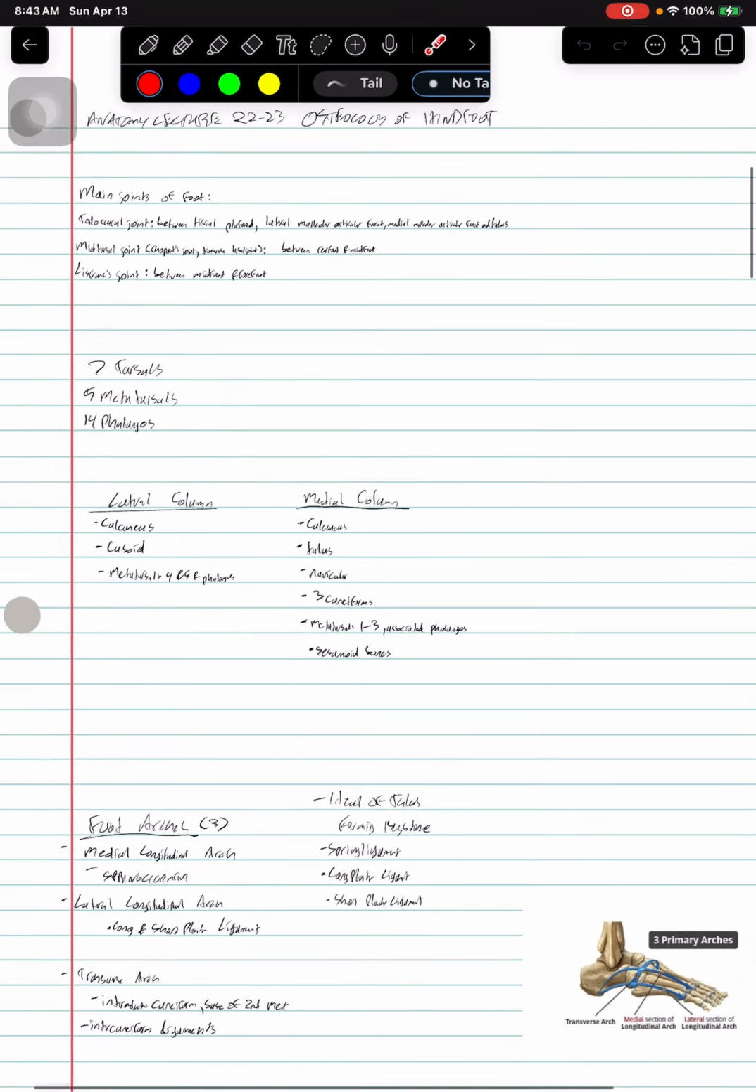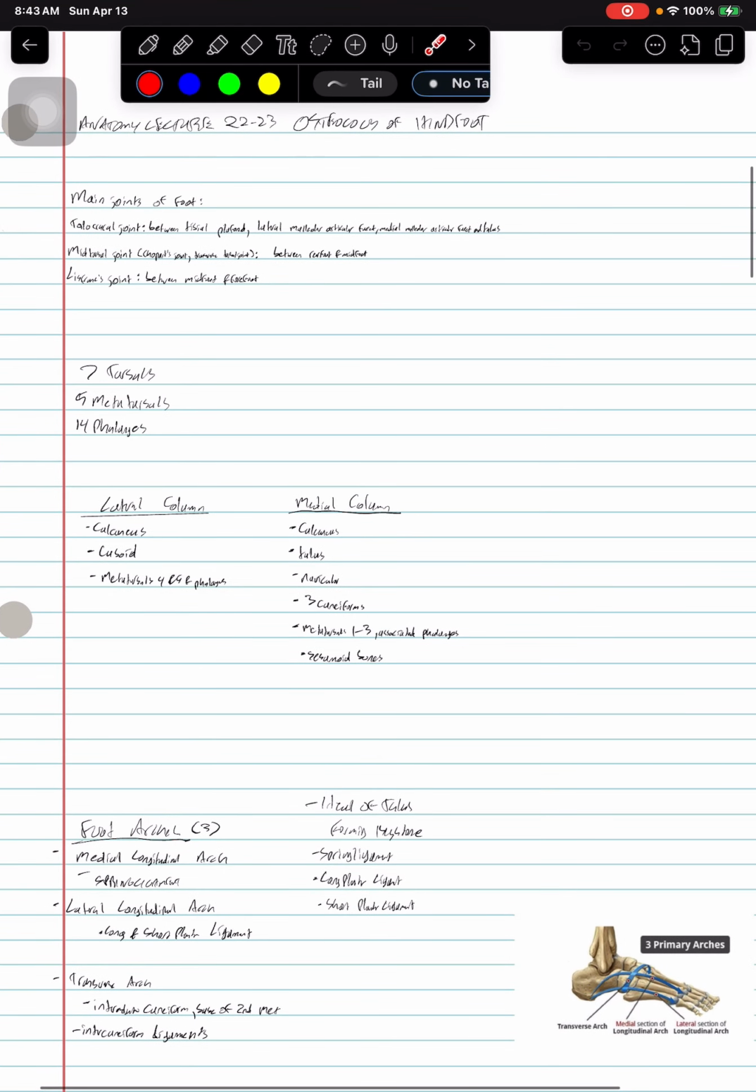This, I believe, is your Lisfranc joint. Oh no, this is your mid-tarsal joint between the rear foot and the midfoot. So your Lisfranc joint would be here, between the midfoot and the forefoot.